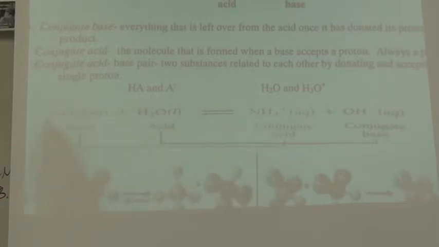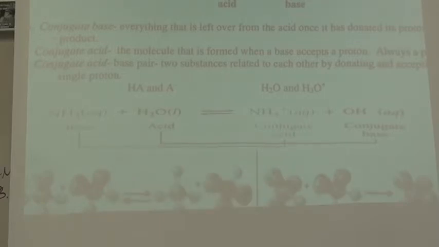I see NH3 here is different. The difference is it has an extra proton. By definition, then, this must be the base. Water, on the other side, has been stripped of a proton. Therefore, by definition, this must be the acid. Yes? Why is water an acid?